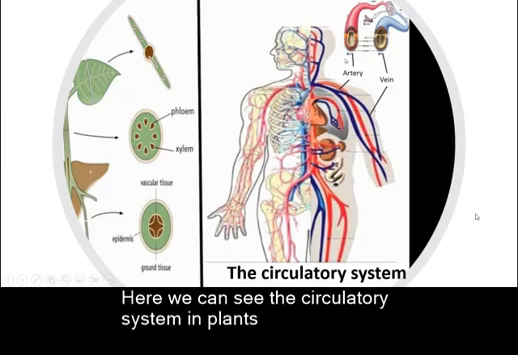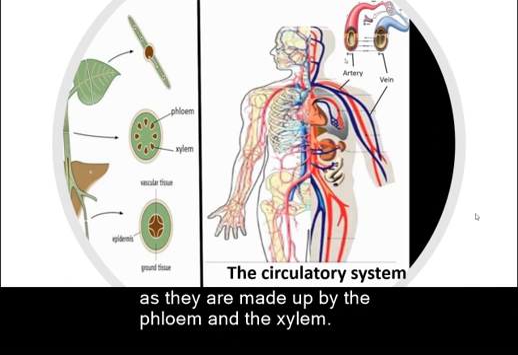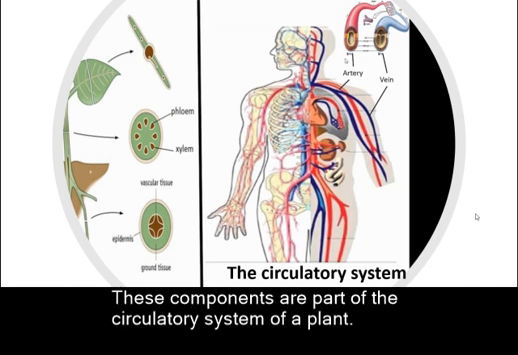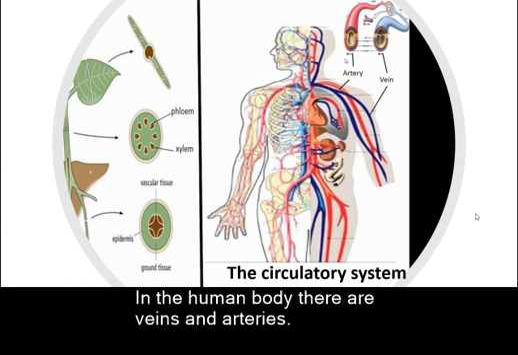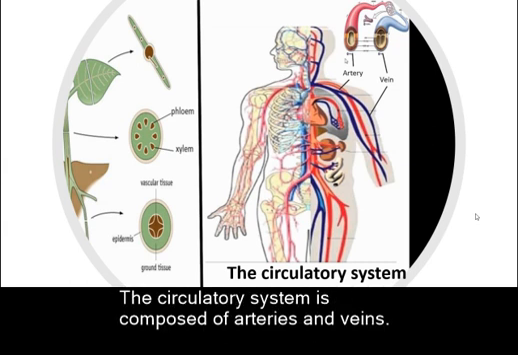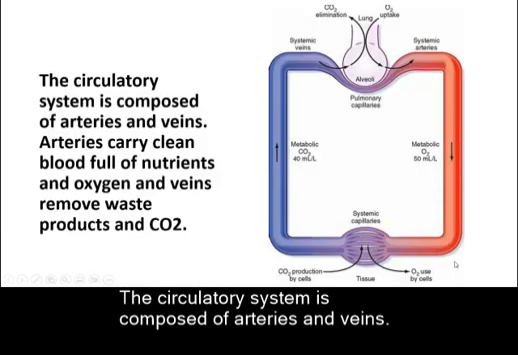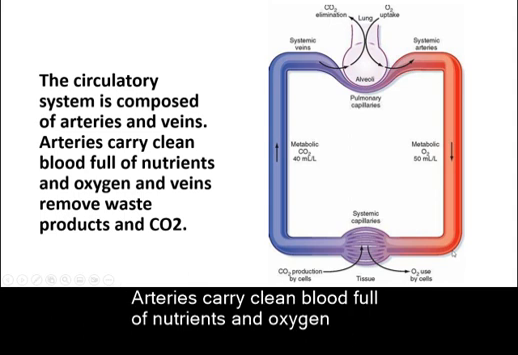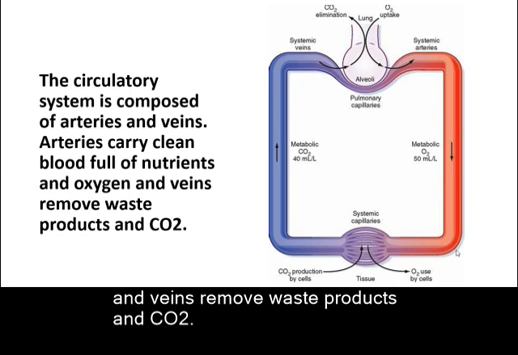Here we can see the circulatory system in plants as they are made up by the phloem and the xylem. These components are part of the circulatory system of a plant. In the human body, there are veins and arteries. The circulatory system is composed of arteries and veins. Arteries carry clean blood full of nutrients and oxygen, and veins remove waste products and CO2.